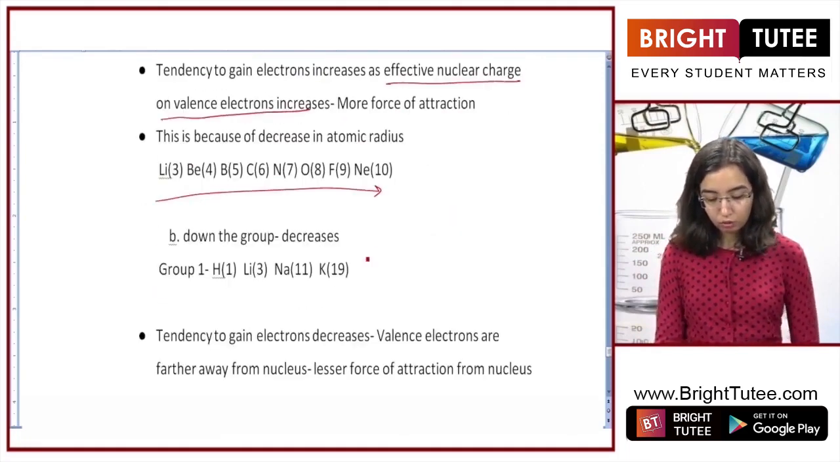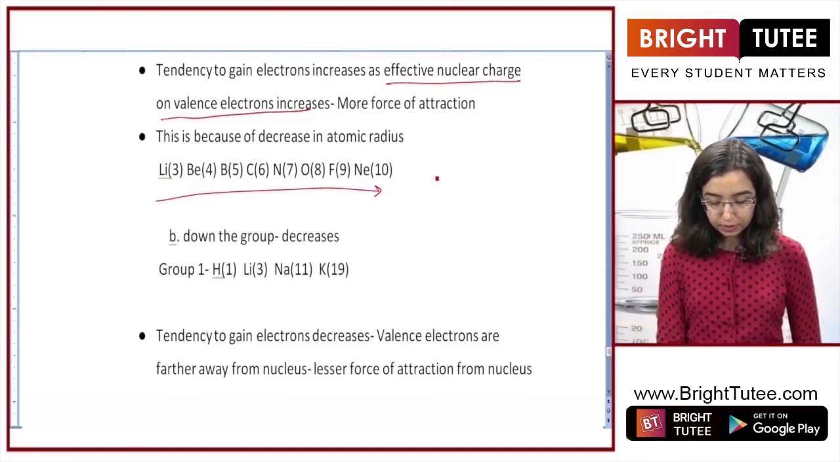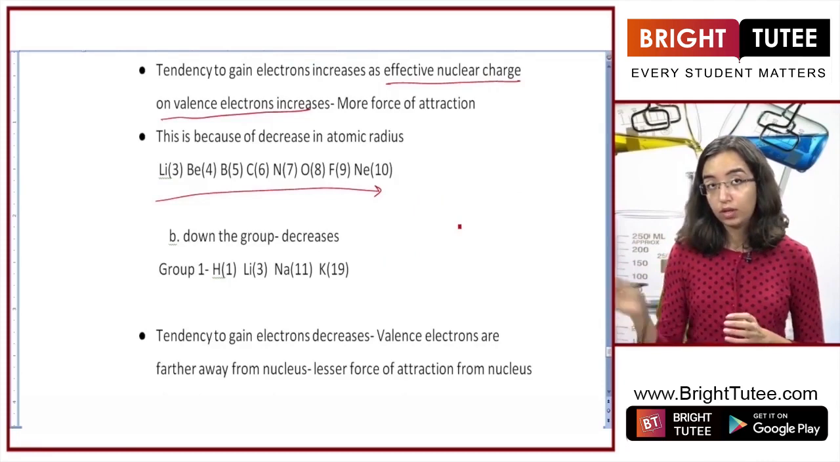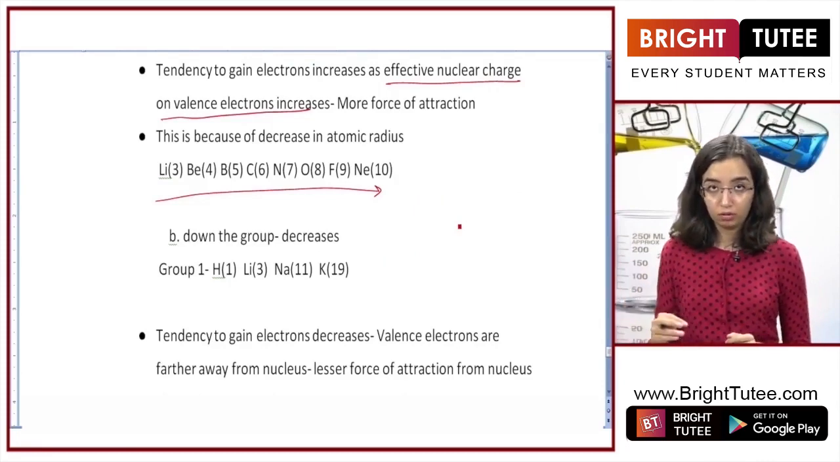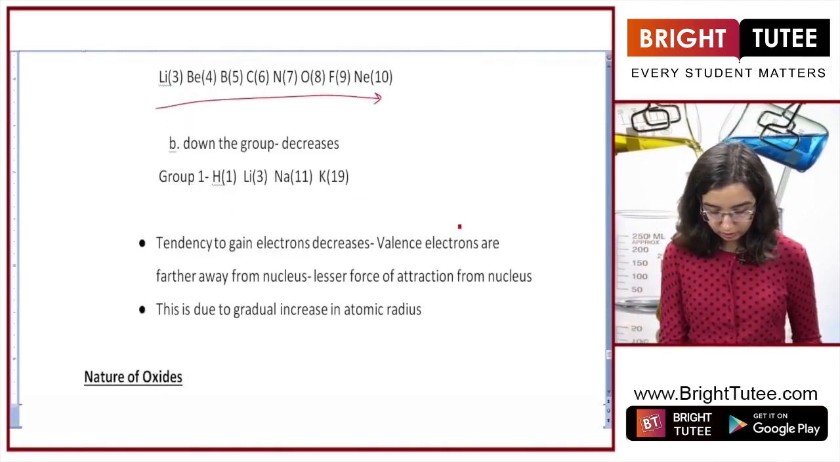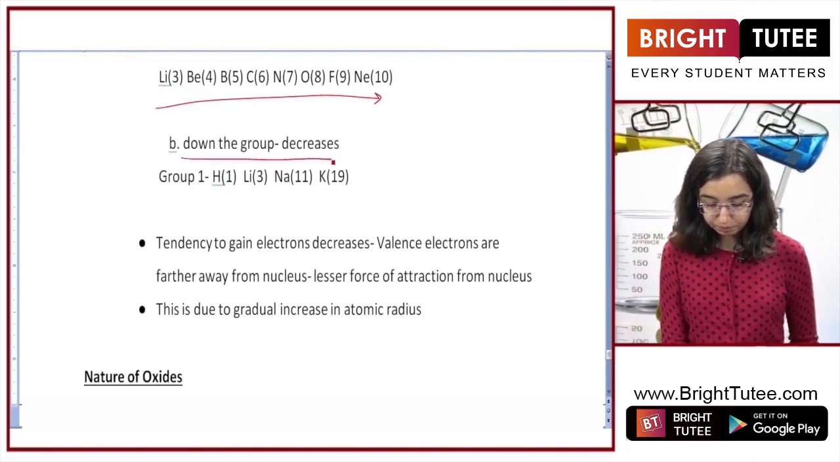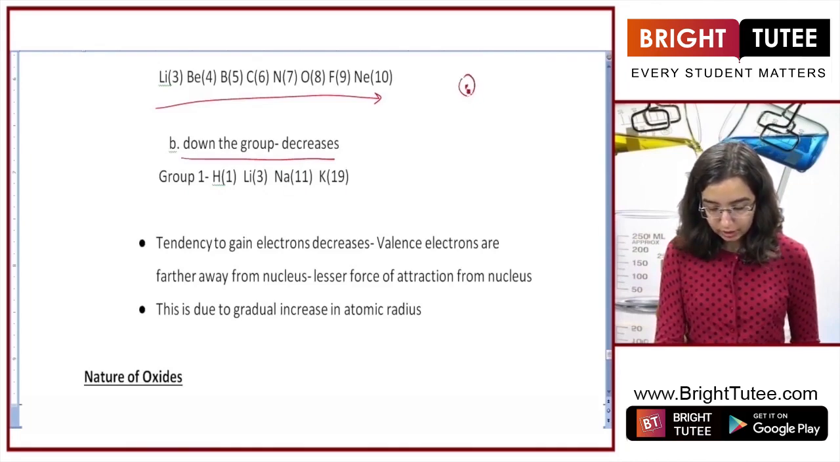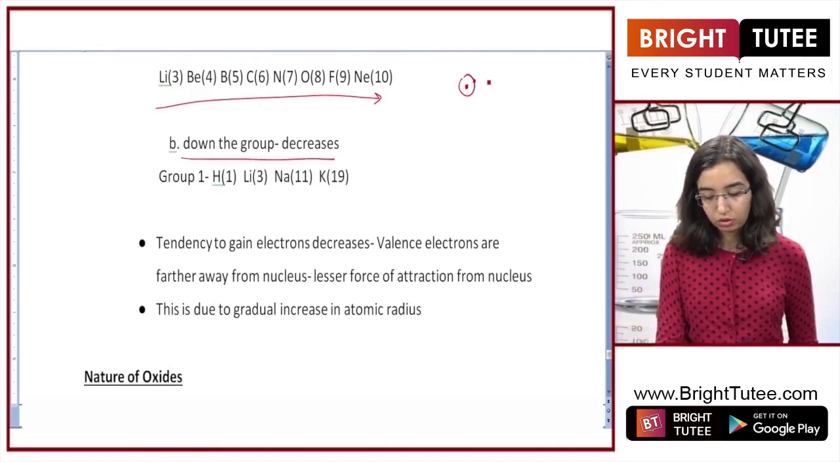When we talk about down the group, the non-metallic character decreases because new shells are being added. The tendency to gain an electron will decrease because the new electron that has to be gained is much farther away from the nucleus as you go down the group, and that is why it is hard to become electronegative. So down the group, it decreases. We can take the example of group 1 with hydrogen, lithium, sodium and potassium. Hydrogen's nucleus is still relatively close to the outermost shell, and that is why it can take in an extra electron.